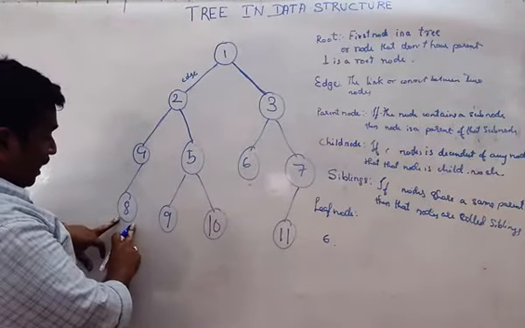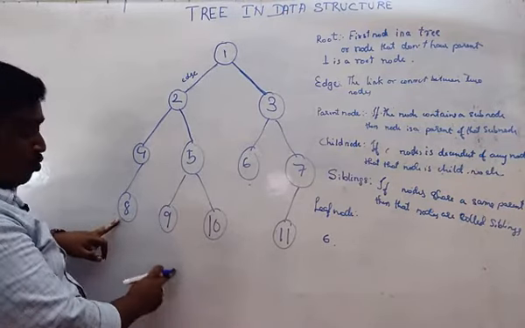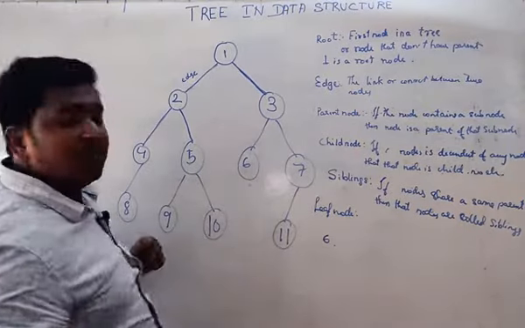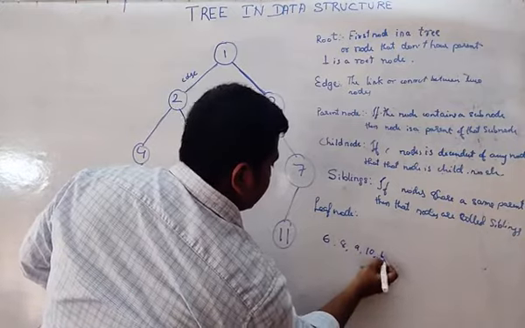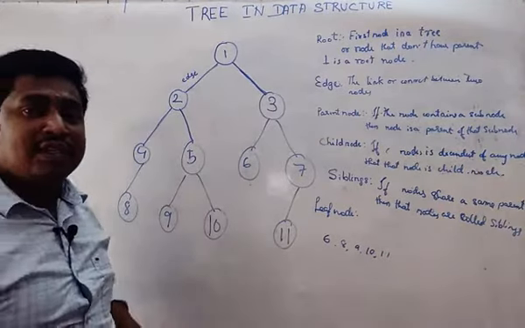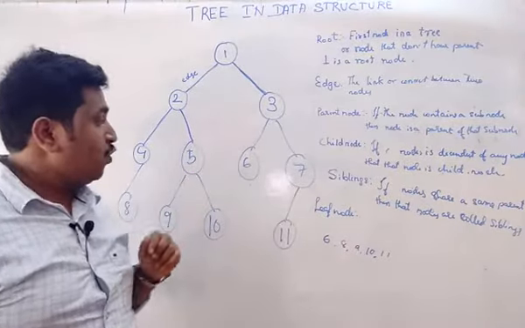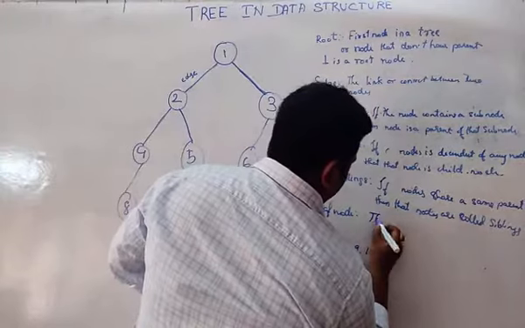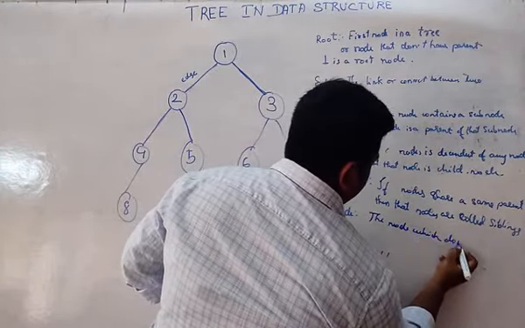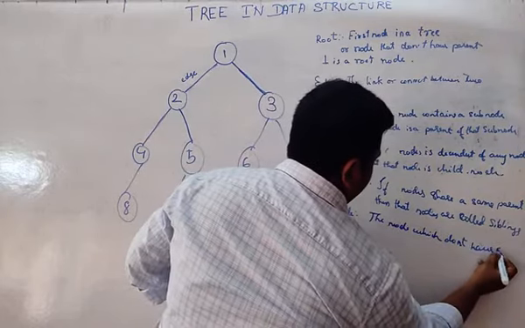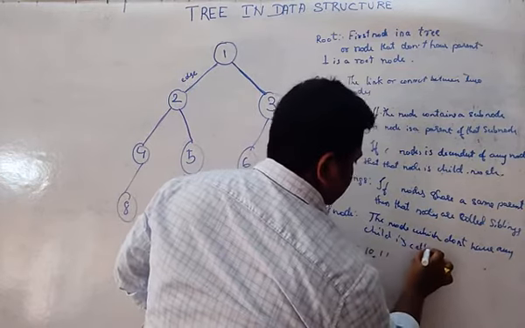Next 8. Does 8 have any children? No. Does 9 have any children? No. Does 10 have any children? No. And 11 also doesn't have any children. So 8, 9, 10, 11 are leaf nodes. The nodes which don't have any child are known as leaf nodes. The node which doesn't have any child is called a leaf node.